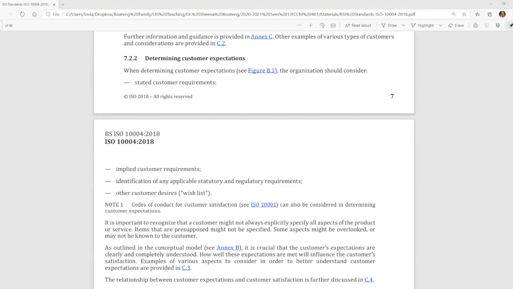Good. So do you see what is happening? We have seen two different service providers in the same sector, and they are meeting different customer expectations. Do you see? First Atlantic has done everything from stated requirements to implied requirements to applicable statutory and regulatory requirements, and added other customer desires.